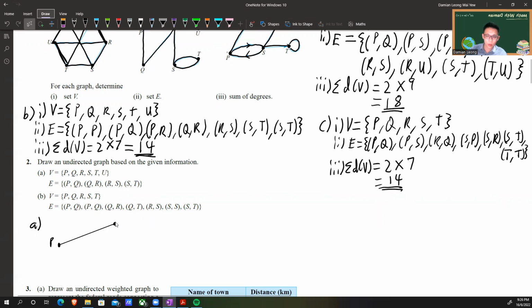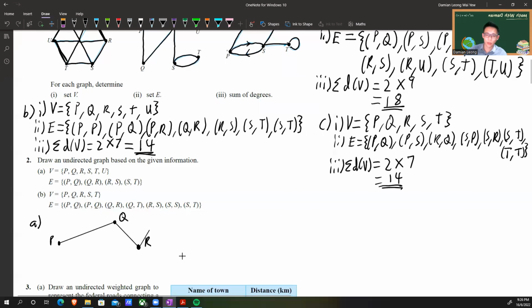P here, Q here. Then from Q to R. Yeah, you can just branch out R. Then there's one from R to S. So you can draw back here, you can draw here, it doesn't really matter. Say I draw here.